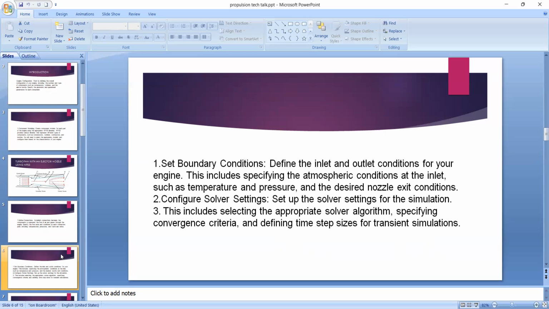Second one, configure solver settings. Set up the solver settings for the simulation. Third one, this includes selecting the appropriate solver algorithm, specifying convergence criteria, and defining time step sizes for transient simulations.